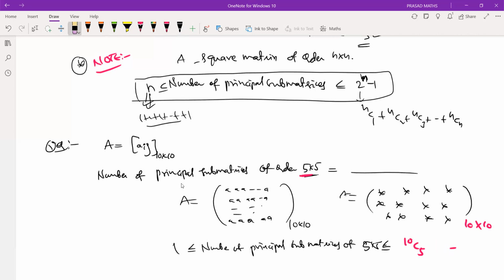Because among 10 rows and among 10 diagonal elements, you need to select only 5. Among 10 diagonal elements, you need to select only 5 elements. Therefore, that is nothing but 10C5. So the number of principal submatrices of order 5 by 5 should be bounded by 1 and 10C5. Is it clear?